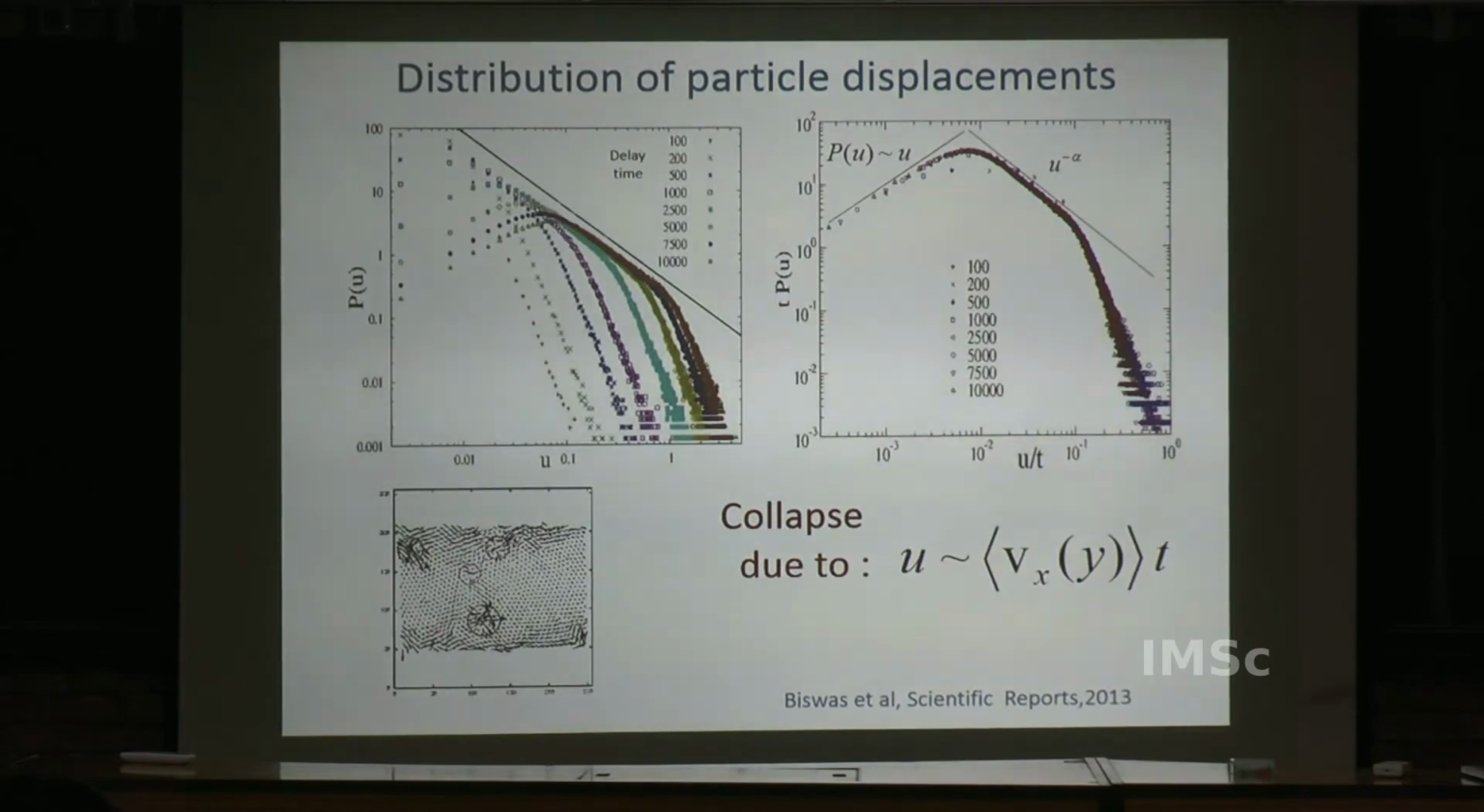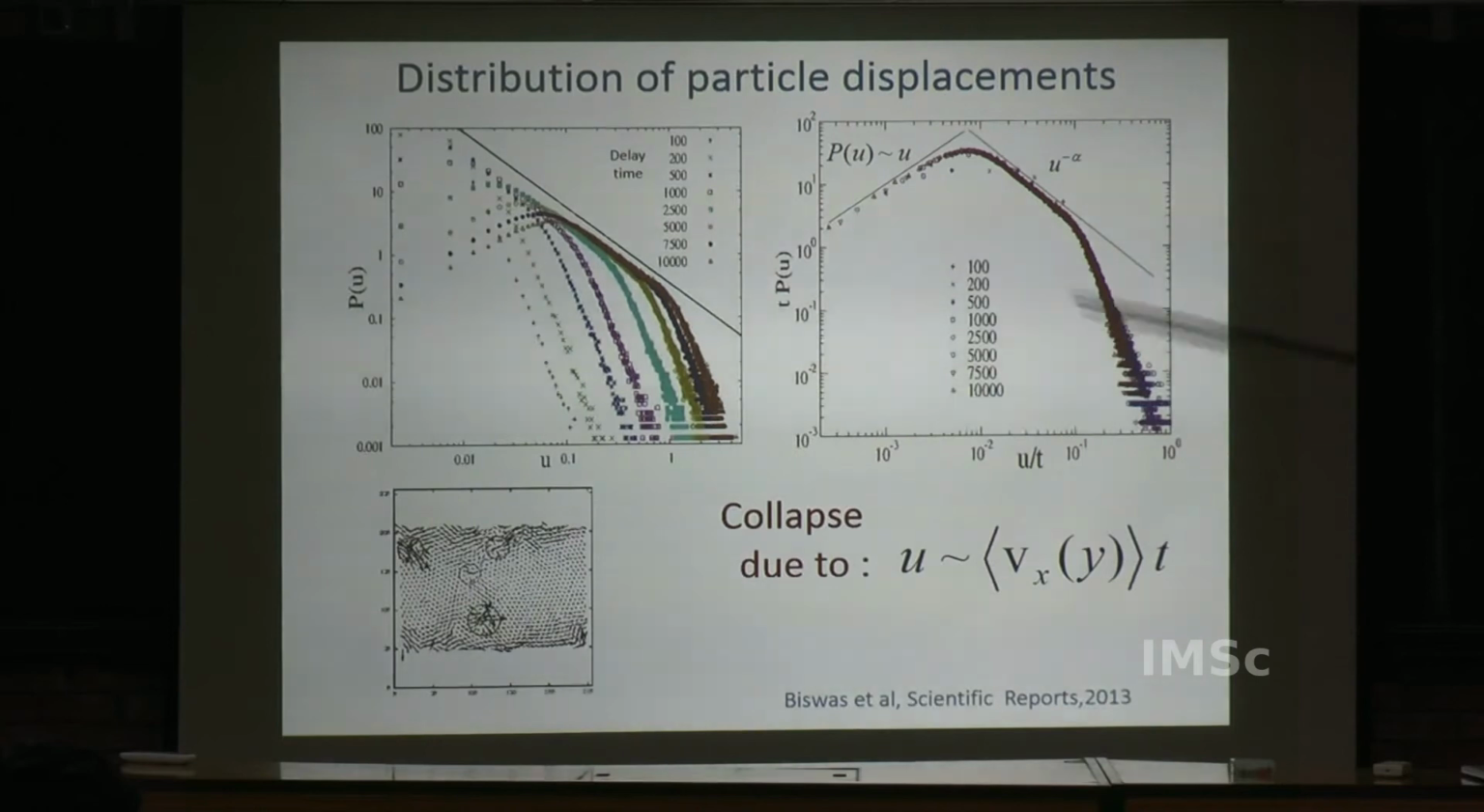Now what it means is, the reason it collapses is the following: the displacement u is mainly dominated by the x motion. And this is the v, so I am ignoring the y motion altogether, and just the x motion will go as the typical velocity times t. Now note that this is not a constant, this is a function of y though.